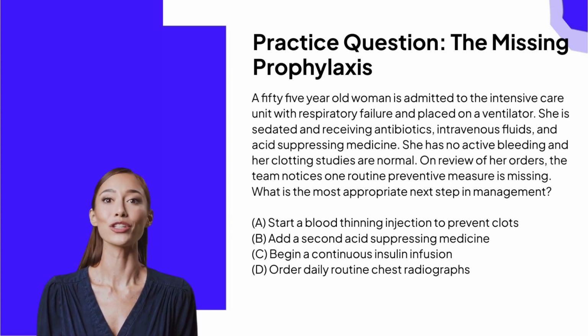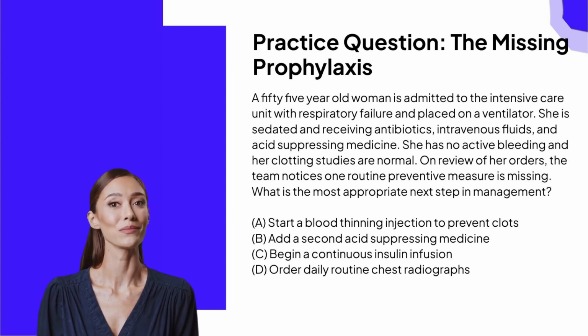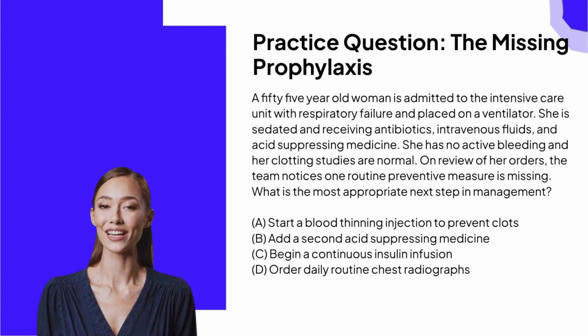On review of her orders, the team notices that one routine preventive measure is missing. The question asks for the most appropriate next step. The trick here is to mentally run through the daily prevention checklist and figure out which step has not been ordered. Choose your answer, and we will reason through every option on the next slide.